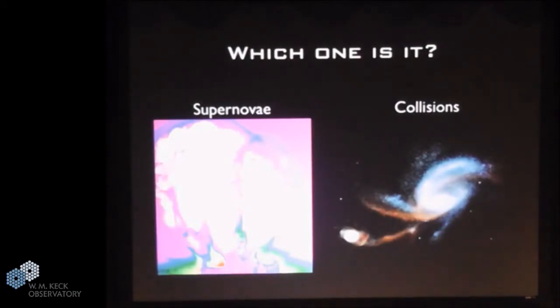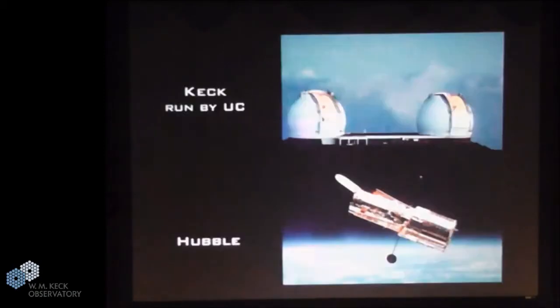So these are two scenarios. Which one is it? Is it both? Just one? What's the dominant mechanism that allows this ultraviolet light to escape? This is what I'm trying to find out. So how are we going to find this out?